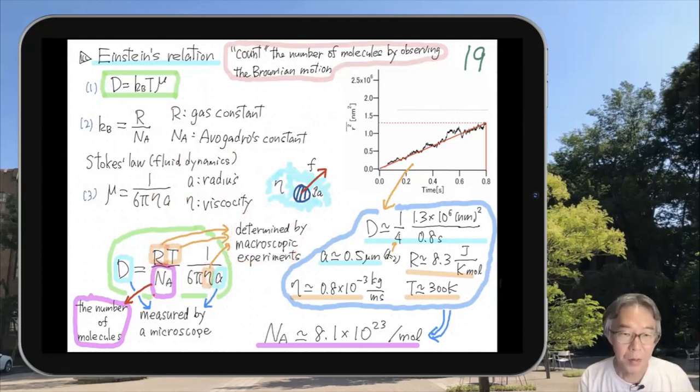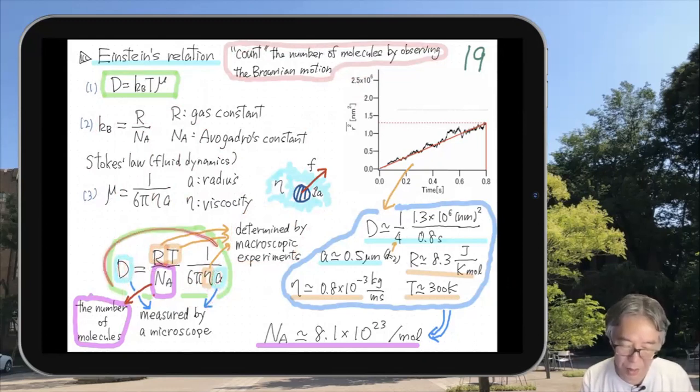Now, what about D and a? D is the diffusion constant, so you have to observe Brownian motion, but that is possible. You have to use a microscope, but I have shown you in the movie, and you can measure this D. And a, again, you have to use a microscope, but you can measure this. So these quantities can be measured by a microscope.